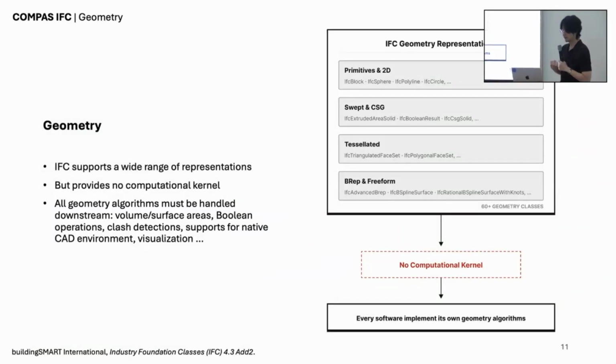And to understand why it is so complicated and how we simplified things so much, let's start with the most tricky part, the geometry. IFC supports a very wide range of geometry types, from very simple things like points and curves, to meshes, extrusions, solid models, all the way to very advanced representation types like B-reps or freeform surfaces like NURBS. While it can store all of this data for you, it provides no computational kernel to interpret it. This means that you have to handle everything by yourself, from simplest calculations like volume, surface areas, and bounding boxes, to highly complex algorithms like Boolean operations, clash detection, or translating them into your native CAD software to visualize them.